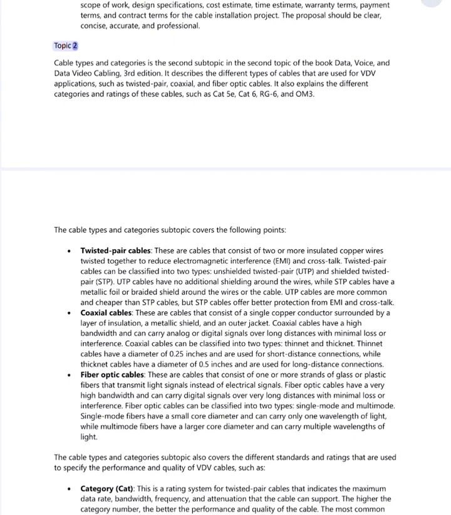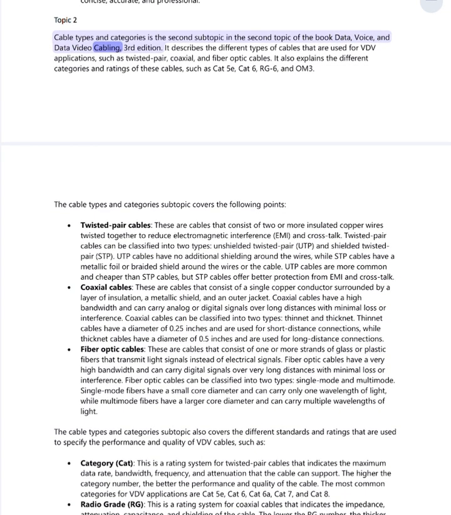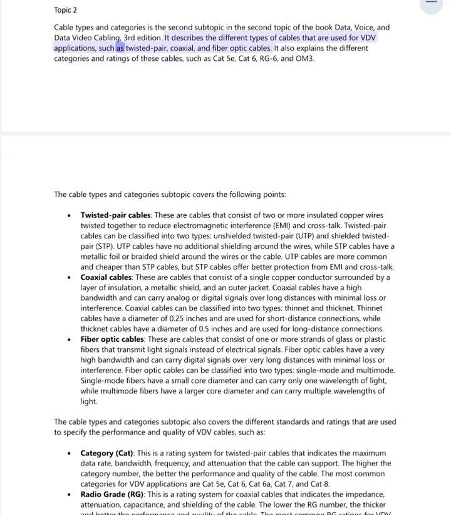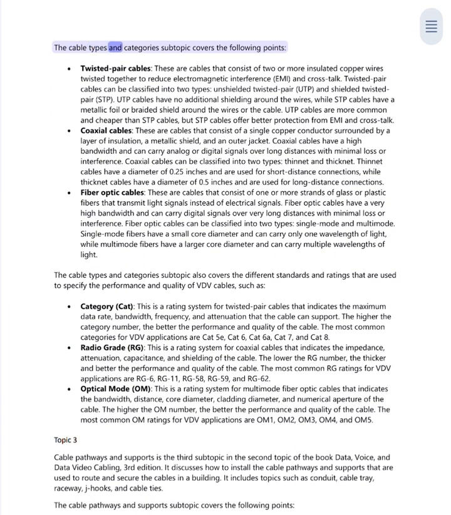Topic 2. Cable types and categories is the second subtopic in the second topic of the book Data, Voice, and Data Video Cabling, 3rd edition. It describes the different types of cables that are used for VDV applications, such as twisted pair, coaxial, and fiber optic cables. It also explains the different categories and ratings of these cables, such as Cat5e, Cat6, RG6, and OM3. The cable types and categories subtopic covers the following points.